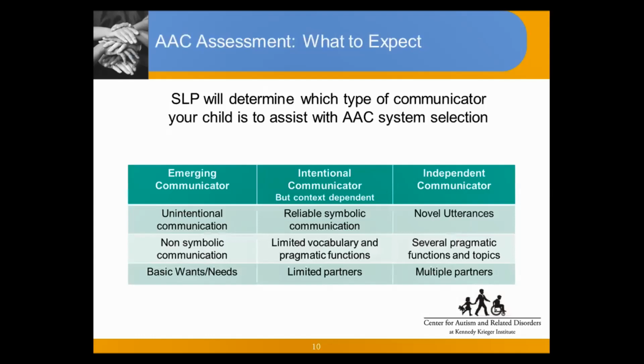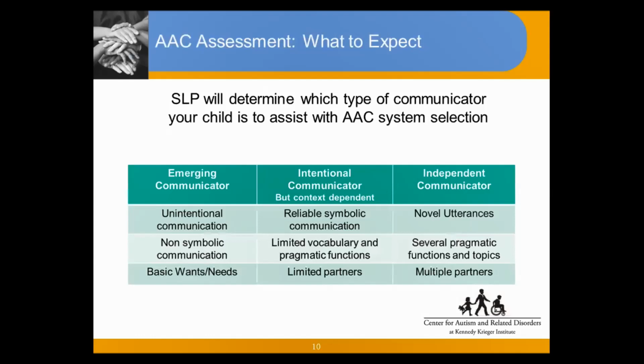So kids who are intentional communicators, but context dependent, really rely on highly familiar communication partners, highly familiar environments, and vocabulary still is somewhat limited. And then by the time kids are independent communicators, they're able to generate novel utterances, and that might be verbal or through the use of AAC. They're able to communicate about a variety of different topics across a variety of different environments and communication partners.